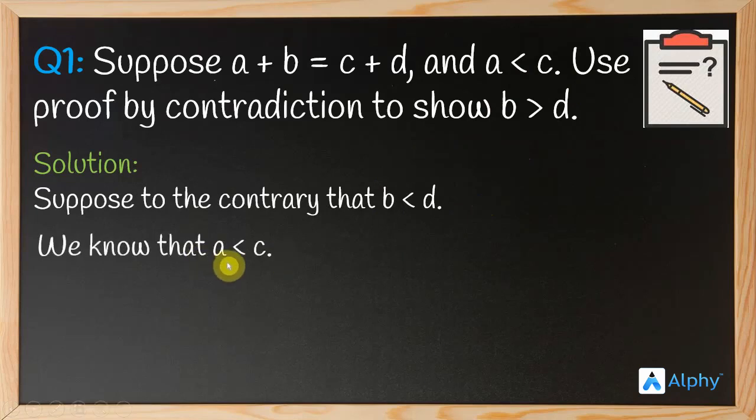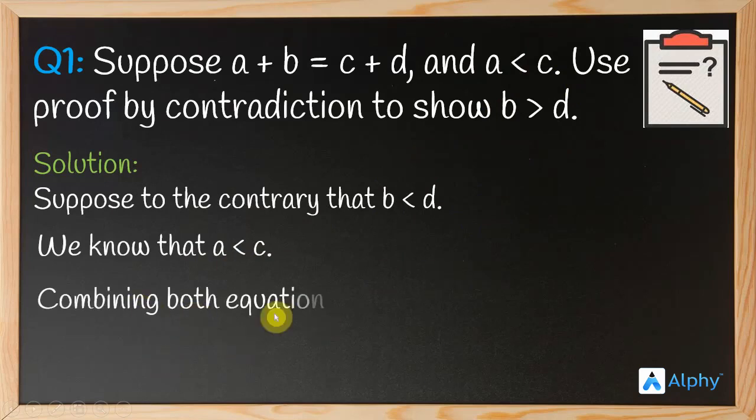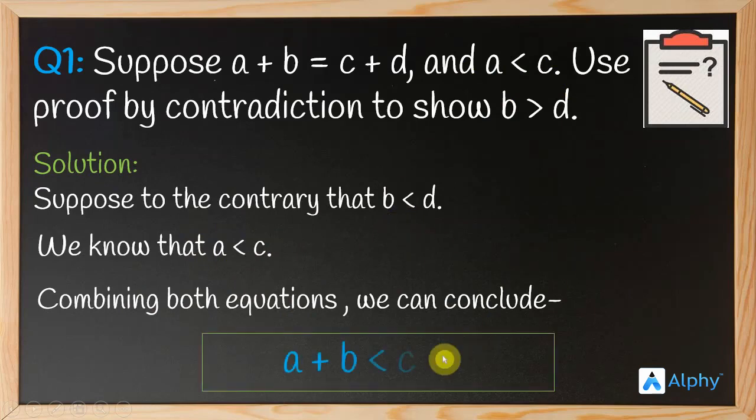We know that A is less than C. Now we are already aware of this particular thing. It is mentioned right here in the problem itself. So combining both equations, we are going to combine this equation and this one and this one. So what we have finally is that A plus B is less than C plus D. So this is the final thing that we have got, and now let's move on.